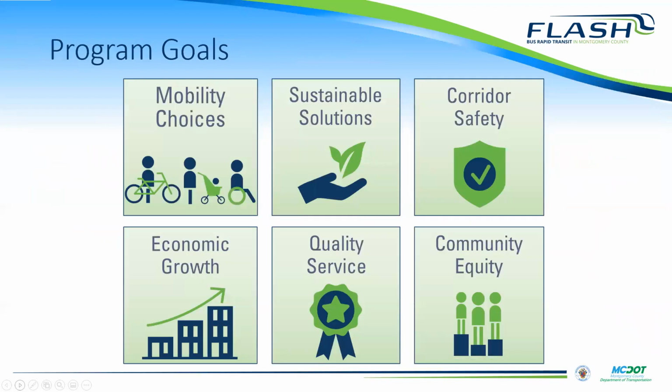The goals of the program are sixfold, and these are the goals for the entirety of the program. So whether it's Route 29 or Veirs Mill or Maryland 355 or whatever effort, these are the county's goals that they've defined for their program. The first is mobility choices, so improving access to jobs, activity centers, and community facilities. The second is increasing sustainable solutions, so minimizing the environmental impact from transportation and utilizing cost-effective design for that.